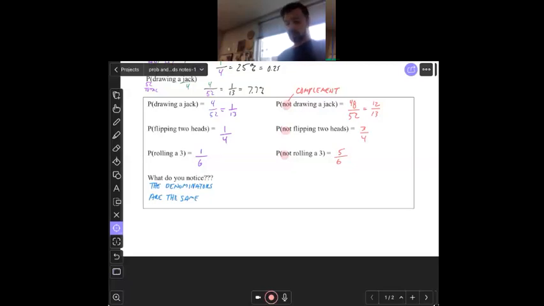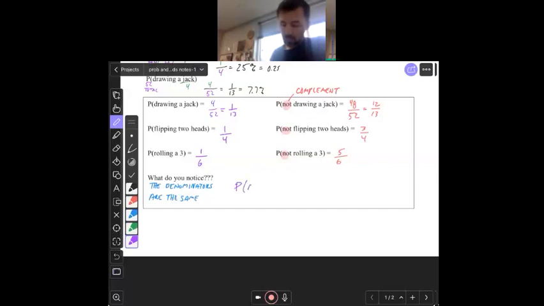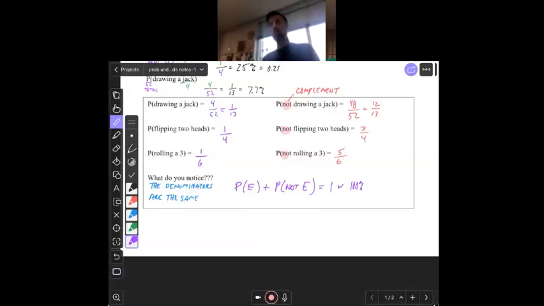What else? When you look at the probabilities and the complements, we notice how they together equal 1. So if I say the probability, I'll use a different letter, the probability of some event plus the probability of the not event, when you add them together, they have to equal 1, or 100%. If it's in fraction or decimal form, they would add together to be 1. If it was in percent form, they would add together to be 100%.